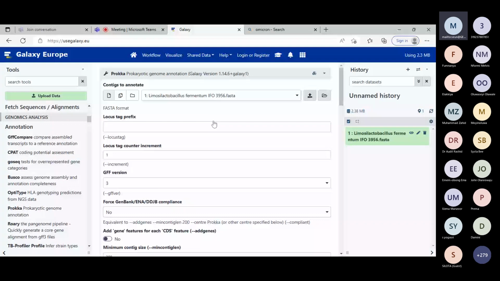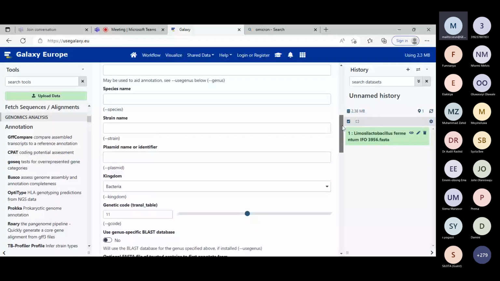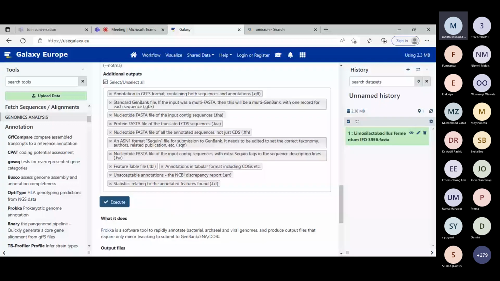Then we have the locus tag prefix, which is optional. Add gene feature CDS, no. So you can just leave it this way. When you do, you can just execute. Once you pick the samples, you could just execute and see what it gives you. Now we have a number of different kinds of annotation. This is just to introduce you to this particular pipeline database.